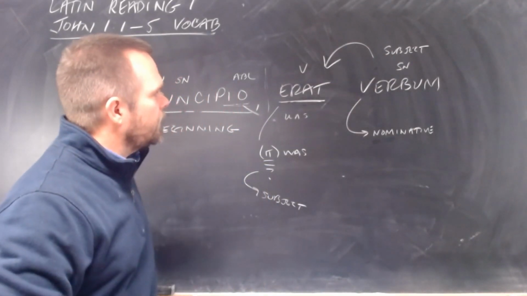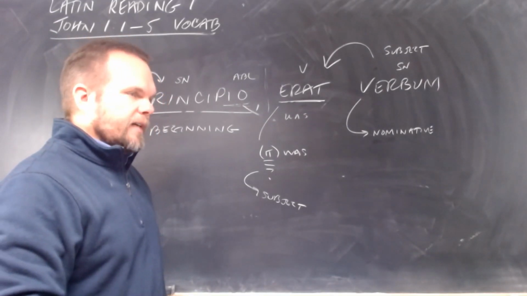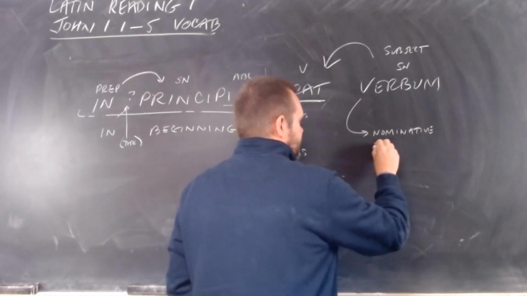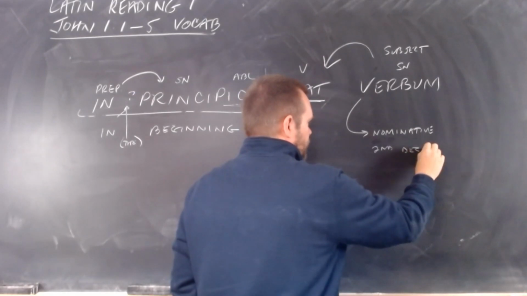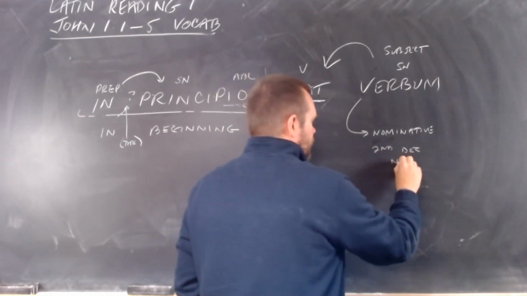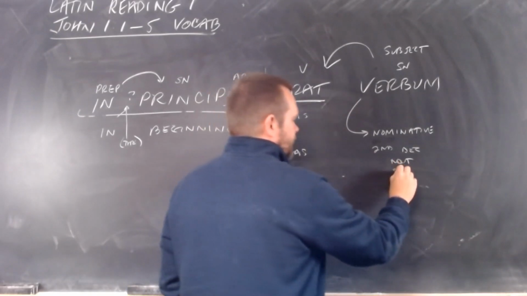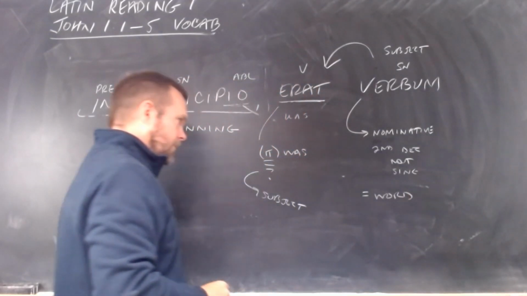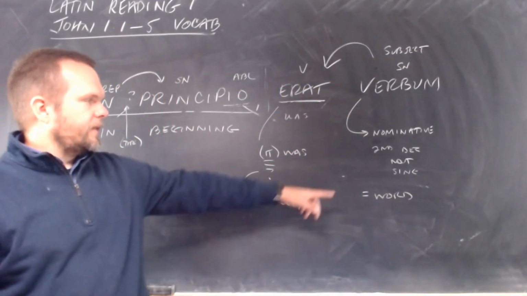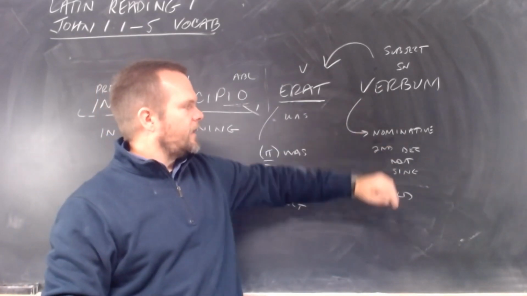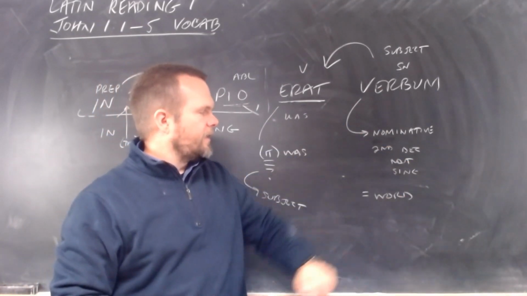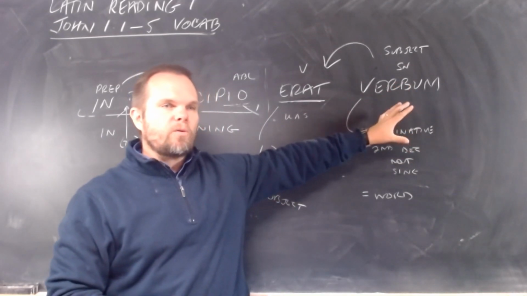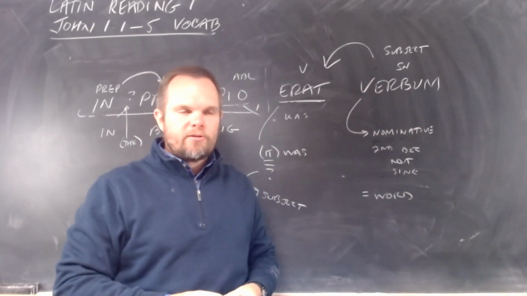So verbum is the nominative case. It is the dictionary case. Verbum is a second declension noun. Verbum is neuter. And verbum is singular. And it means the word. Now these characteristics, that it's second declension, it's neuter, it's singular, and it's in the nominative case, those characteristics will become important later in the translation.